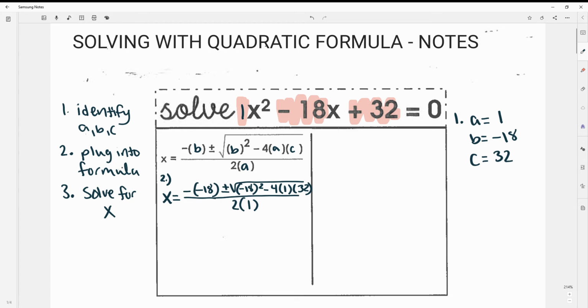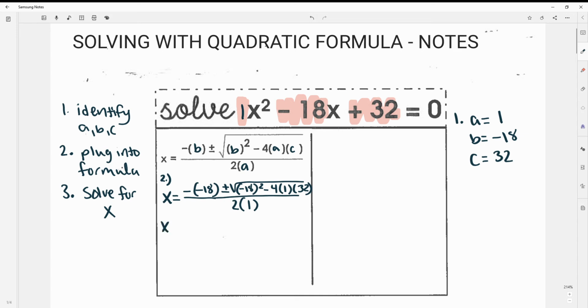With that being said, that's step 2. We've plugged in our values here. So now what I need to do next is actually solve for x. Now that involves different things. It just depends on what our specific equation is. So let's go ahead and start solving.